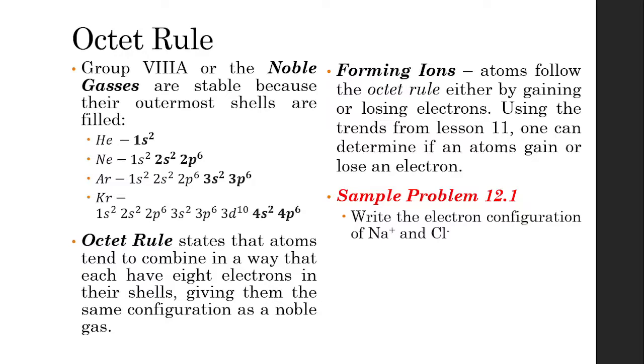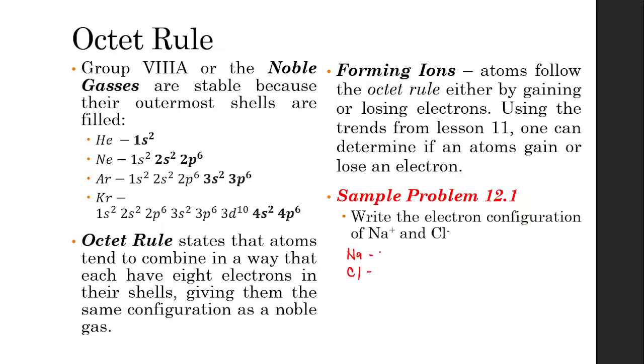NaCl, which is the compound for table salt, is a combination of sodium cation and chlorine anion, or chloride. So let's look at the electron configuration of a sodium cation and a chlorine anion. What we're going to do first is write the electronic configuration of a neutrally charged sodium and a neutrally charged chlorine.